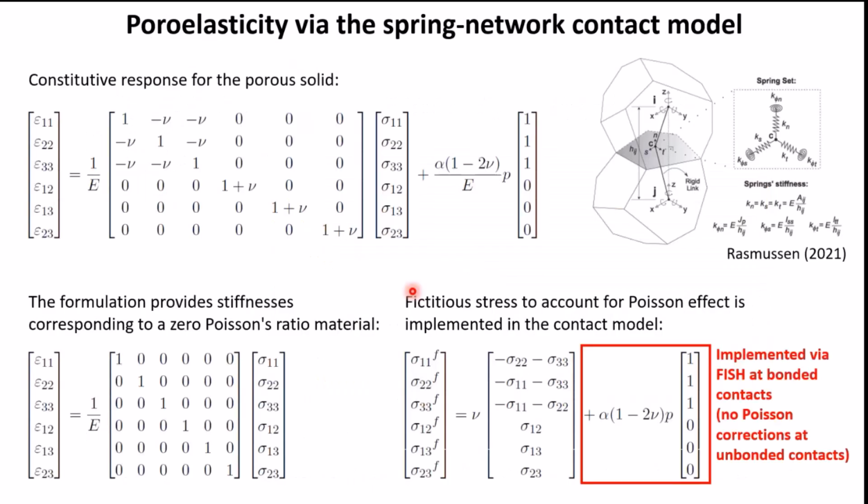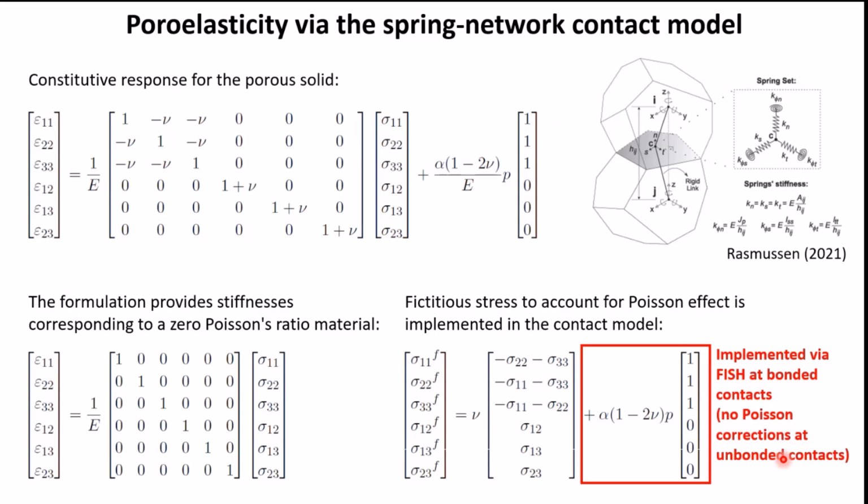So I'm using the spring network model. Dave has already shown how you can use that, so I'm not going to go into the details, but this is the constitutive equation for poroelastic material. So this is the poroelastic part here with the pore pressure. Now what the spring network contact model is doing, it assigns stiffnesses to get a 0 Poisson ratio response, and then PFC computes these fictitious contact forces to do the PFC correction. So this part is implemented. So all you need to do is to account for these pore pressure changes.